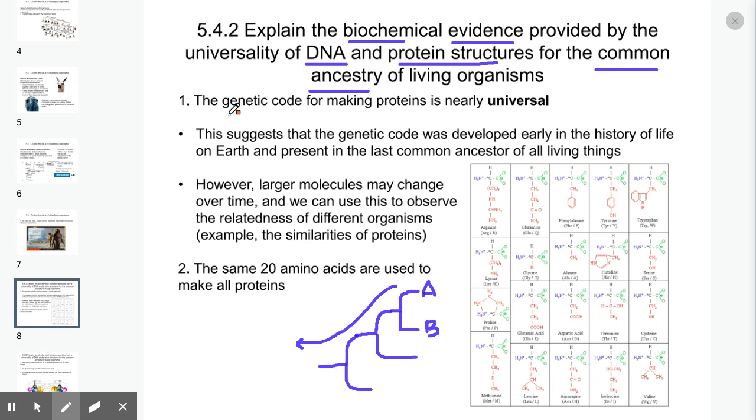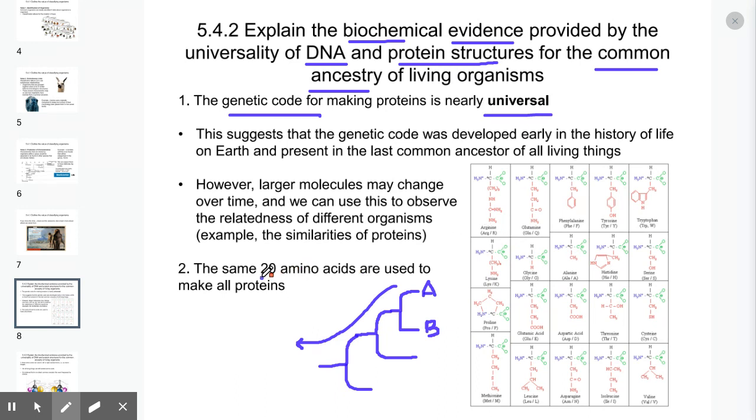The first one is that the genetic code is universal, nearly universal. There have been some exceptions, but for the most part, it's universal. And that simply means that every codon makes the same amino acid in all living organisms, right? So the same three letters that make arginine are going to make arginine in bananas and baboons and people.